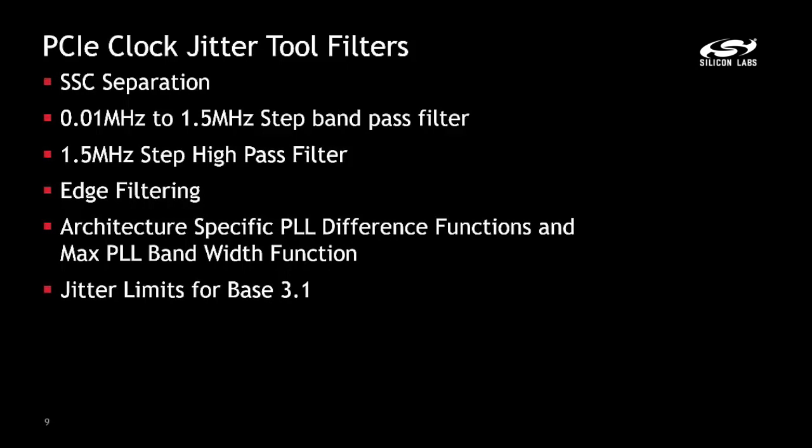Spread spectrum clocking separation is intended to remove the energy associated with the spread spectrum in the low frequency range from 0.01 to 1.5 MHz in order to define separate low frequency RJ and DJ components.